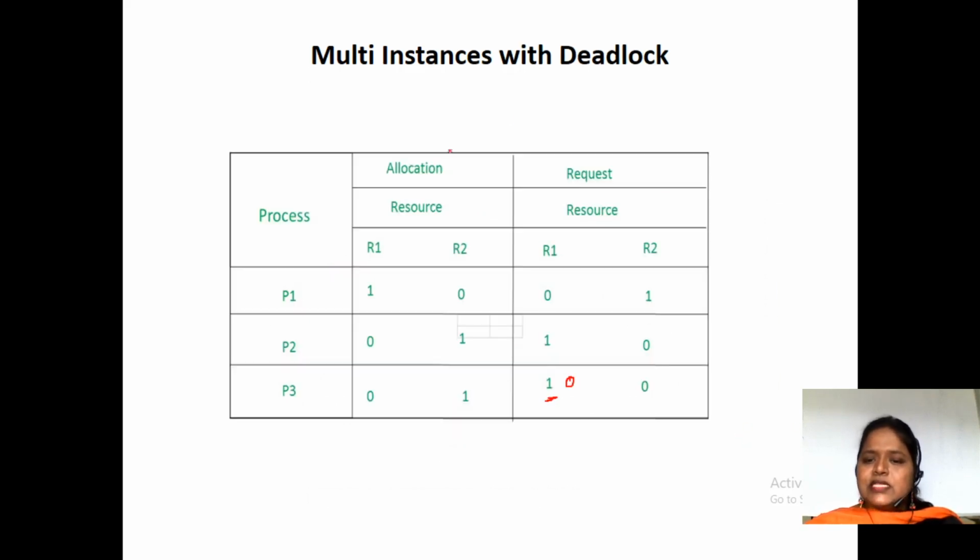Now with this 0 0 availability, can we fulfill anything? With this 0 0 availability, can we fulfill any of the requests? The request is 0 1 but it is 0 0, 1 0 but it is 0 0. Here it is 1 0 but it is 0 0. So we can't satisfy any of the requests.